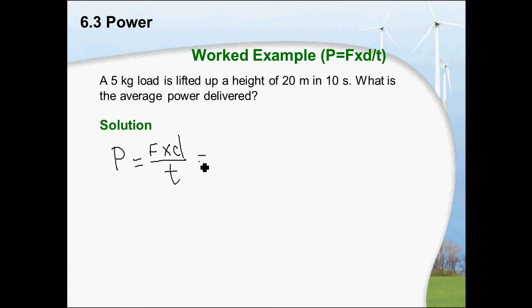So because, as I mentioned, the minimum force required is 50 Newton, and then the distance moved in the direction of the force is 20 meters, you get the work done by the force. Then after that, we divide it by 10 seconds, you get your answer, which is 100 watts. Right, so this is your answer using this formula. Okay, F times D over T.